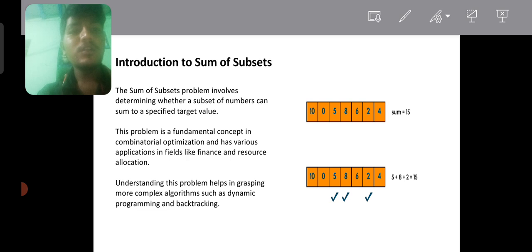The problem is a fundamental concept in combinatorial optimization and has various applications in fields like finance and resource allocation. Understanding these problems helps in grasping more complex algorithms such as dynamic programming and backtracking.